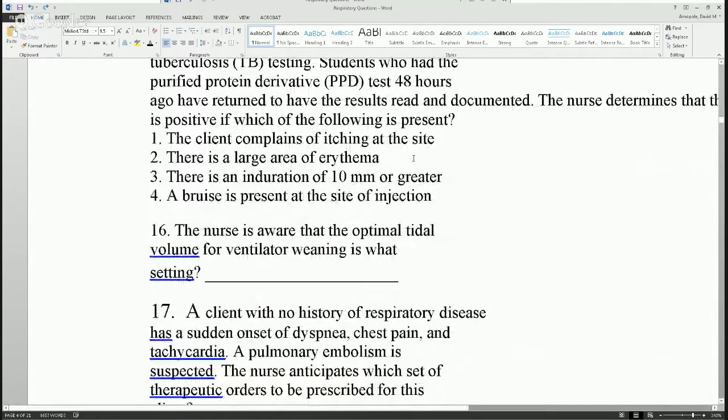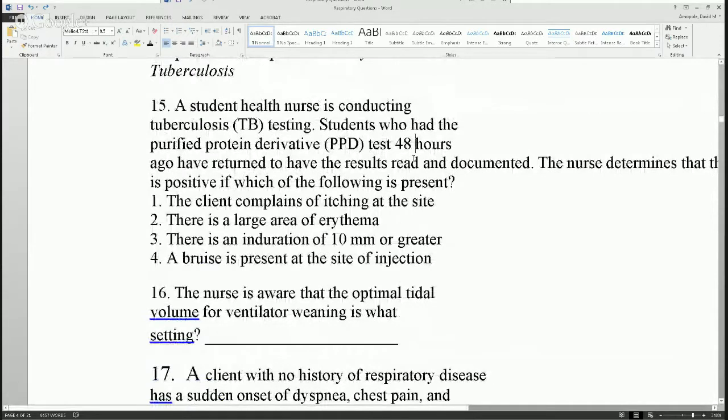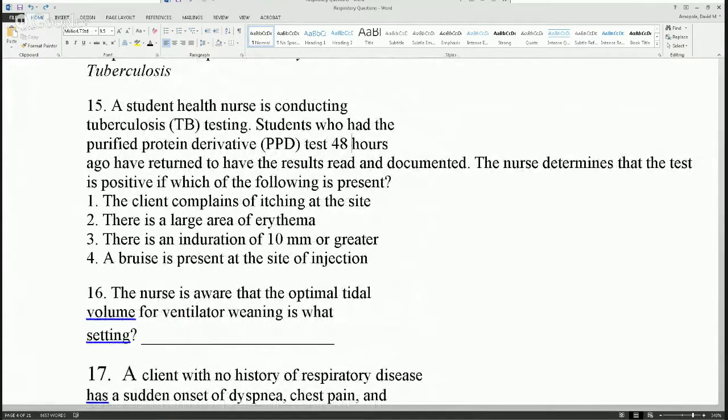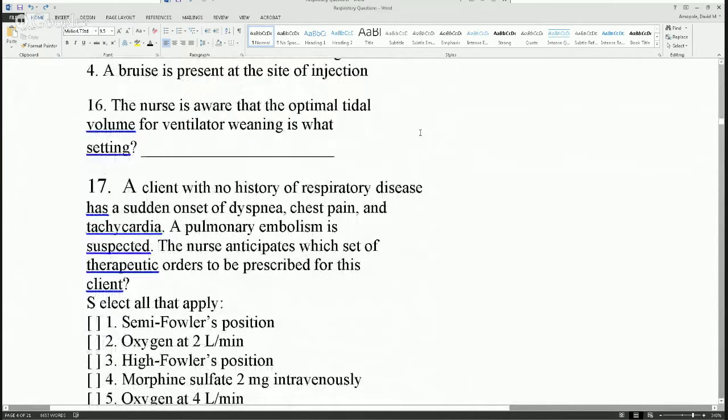All right, Christy. Student health nurse is conducting TB testing. Students who had the purified protein derivative test 48 hours ago have returned to have the results read and documented. The nurse determines that the test is positive. Which of the following is present? Three. Yay, that's right. Induration of 10 millimeters or greater is usually concerning.